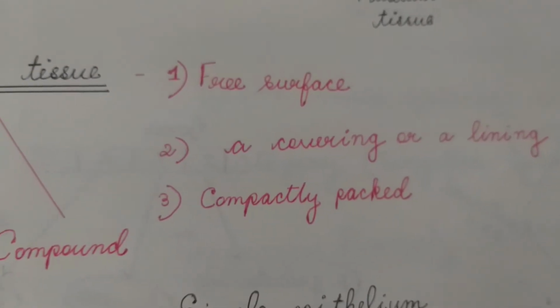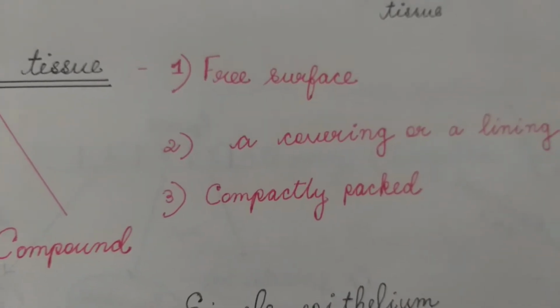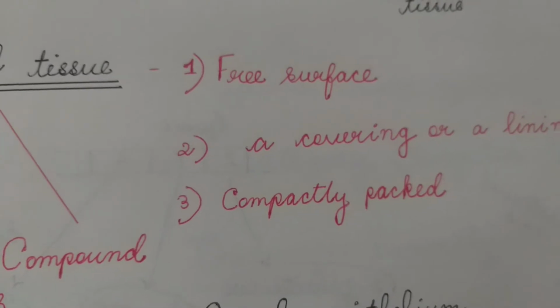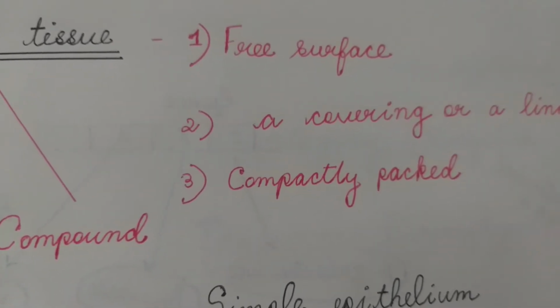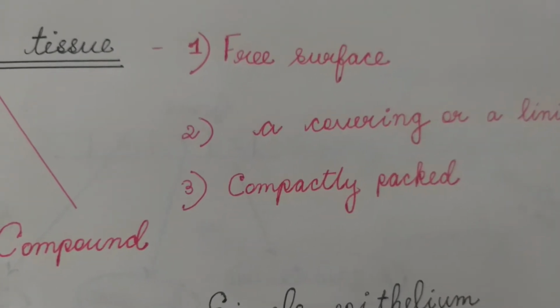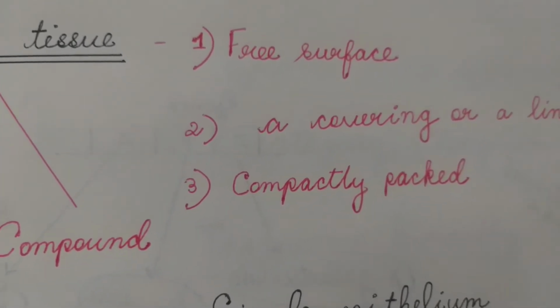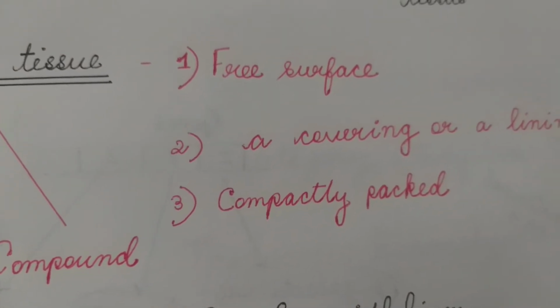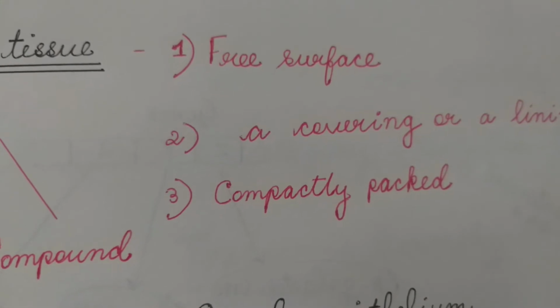In epithelial tissue, the cells are closely, tightly or compactly packed. The intercellular substance, which is called matrix, is almost absent. The cells are compactly packed with almost no intercellular matrix.